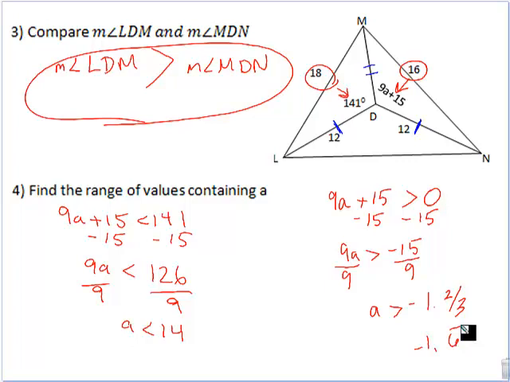Wait. Negative 1.6 is not x. Negative 1 2/3 is less than x is less than 14. Should we pull this out?